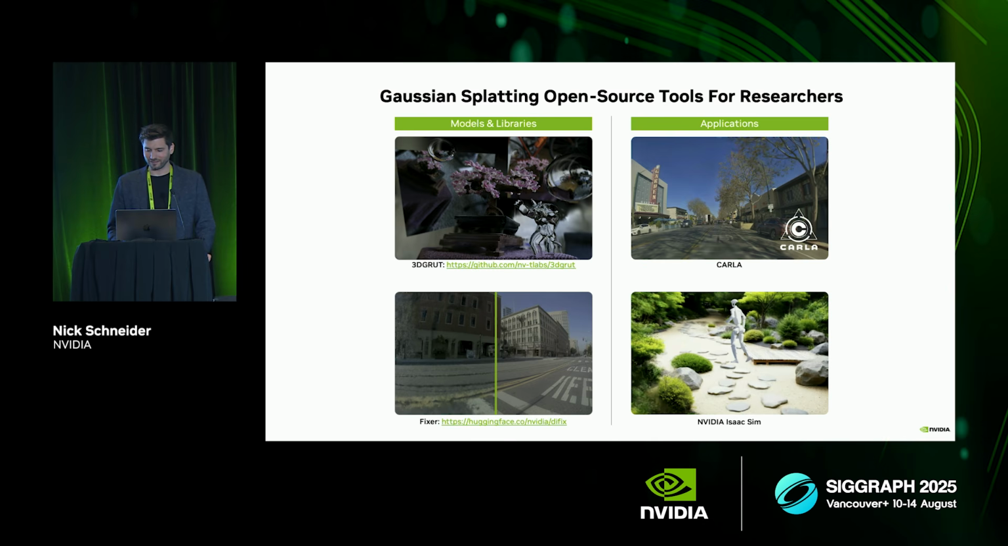Finally, I really want to encourage every one of you to test this out. Go to the GitHub page of 3DGRUT, bring your own living room or your neighborhood road into simulation, and then test it together with Fixer, CARLA, or Isaac Sim. All those tools are publicly available, and I'm really looking forward to more exciting research in this direction.